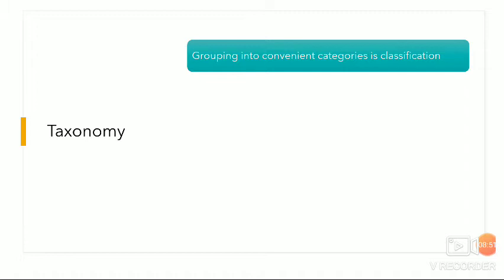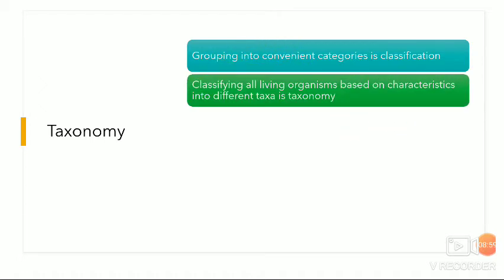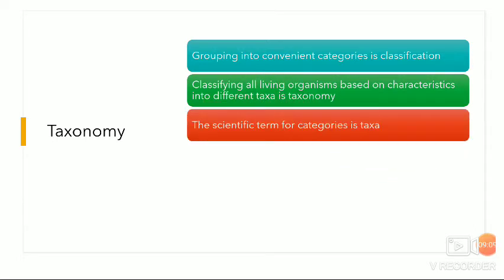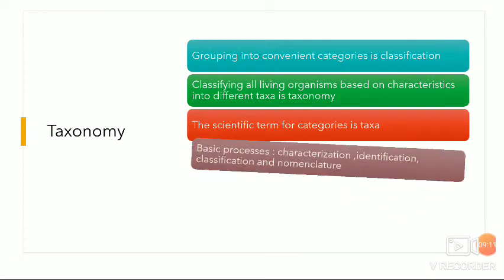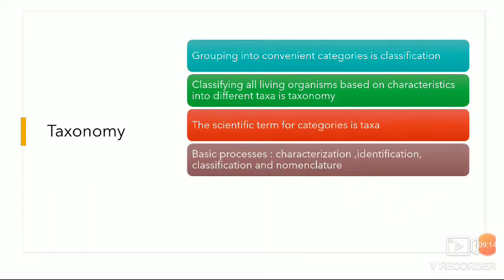So if we think about it, the grouping into convenient categories is classification, and classifying all living organisms based on characteristics into different taxa is taxonomy. The scientific term for categories is taxa, and the basic processes are characterization, what are the characters of living beings, and then identification, then classification, and then nomenclature. So these are the processes of taxonomy.